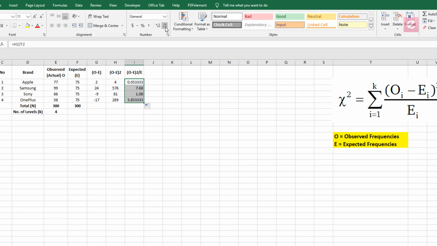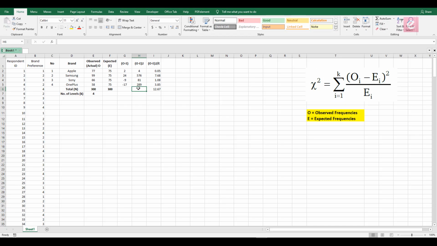Yes. Reduce the decimal places to 2. Then total it. Sum this column. Auto sum. Now we will get 12.67. So this is the chi-square value. We solved the equation. 12.67. Instead of creating this many columns, you can find this particular value directly by applying a single equation.